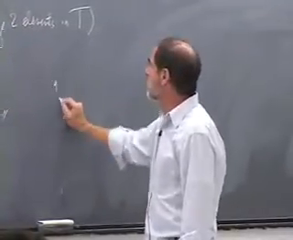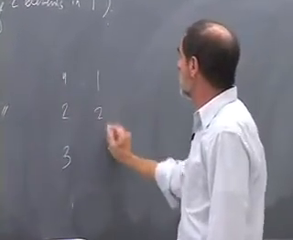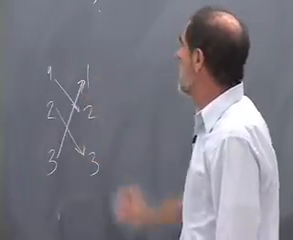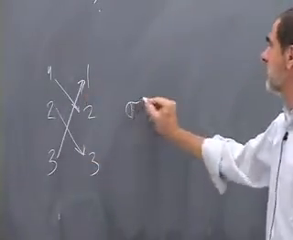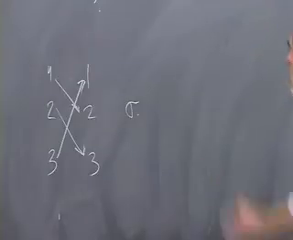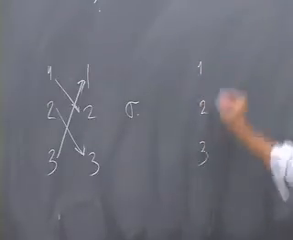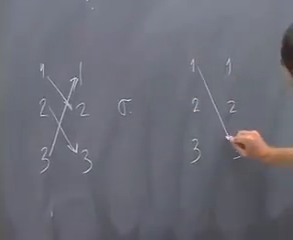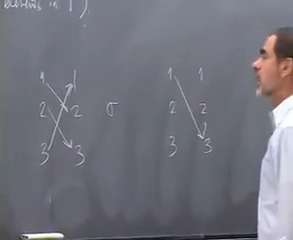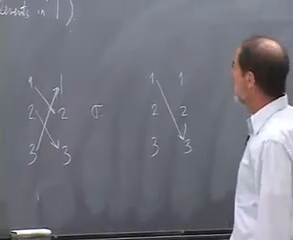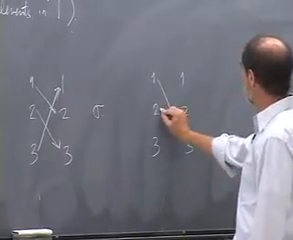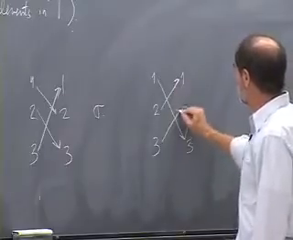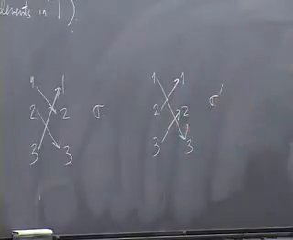So let's write down something that doesn't fix anything. Well, we can take 1 to 2, and 2 to 3, and 3 back to 1. Let's call that one sigma. Or, another possibility, instead of taking 1 to 2, we could take 1 to 3, right? Then 2 would have to go to 1, and 3 goes to 2. Let's call that one sigma prime.